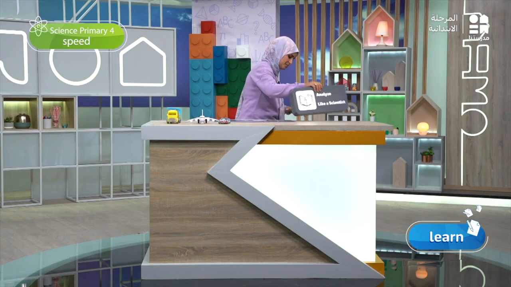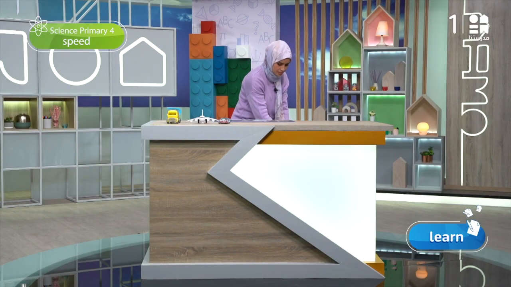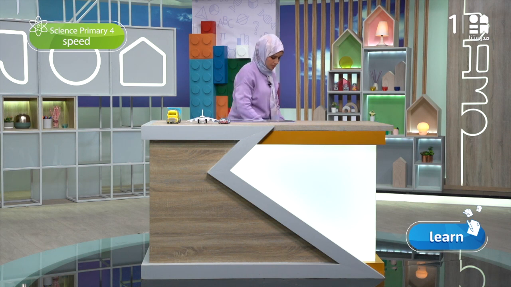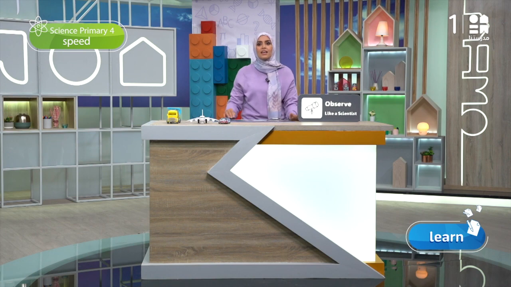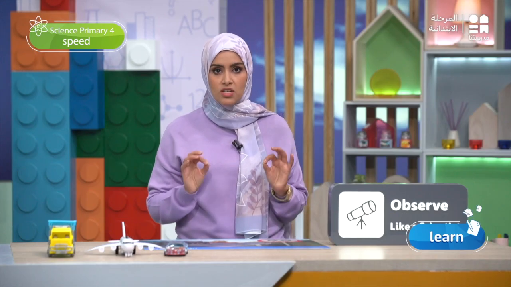This will take us to activity number 5, observe like a scientist. In observe like a scientist, we will measure an object's motion. In this activity, we will observe the information we will need to calculate the speed accurately. Let's watch the video to find out how to calculate the speed of a moving object.